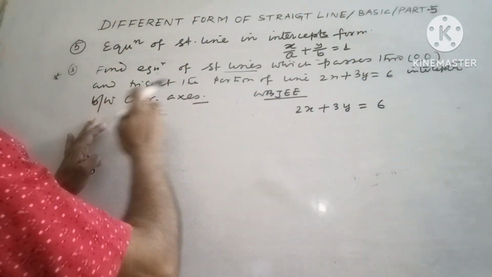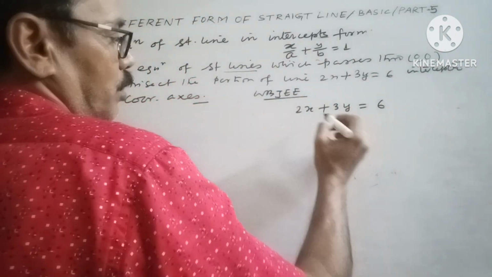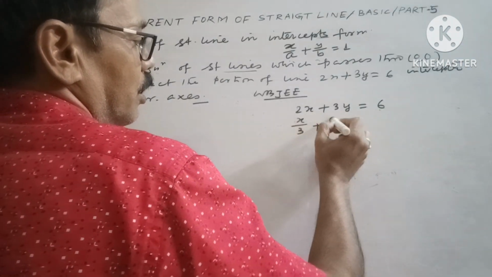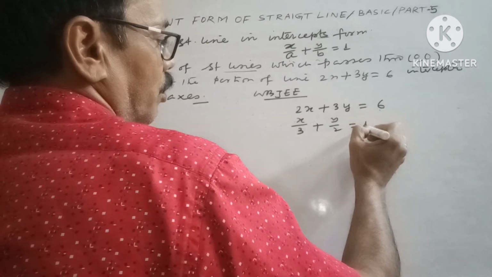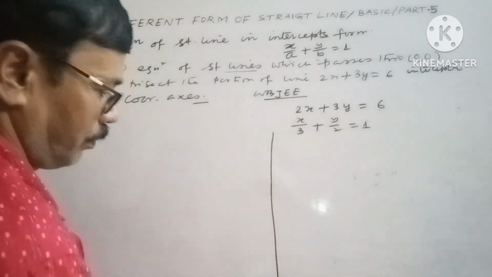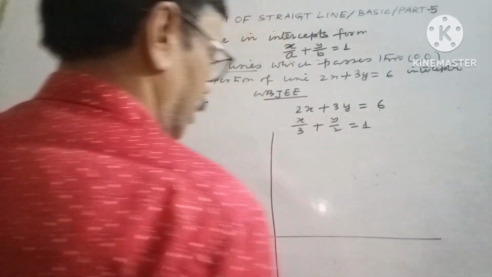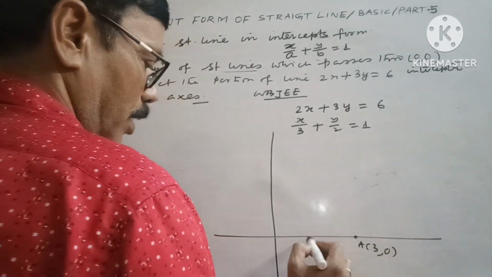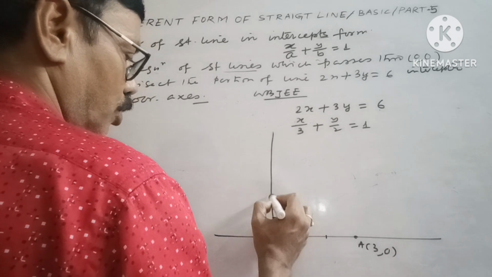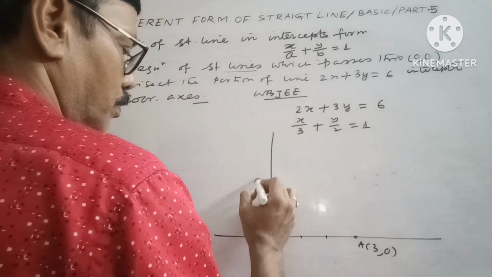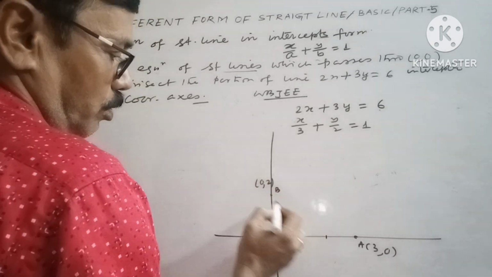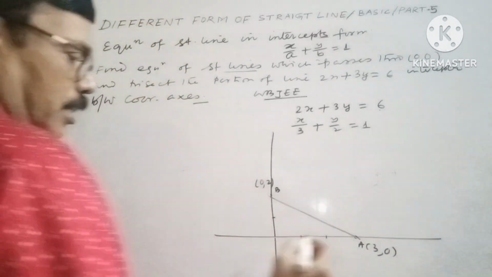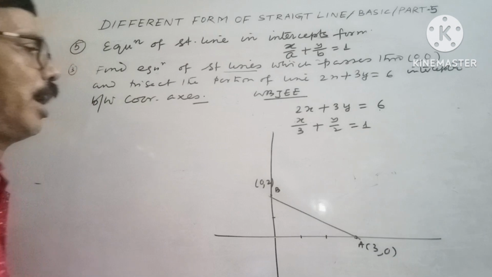So, what is the intercept between the axes? Dividing by 6, x/3 plus y/2 equals 1. So, look at the figure. It cuts the x-axis at (3, 0) and the y-axis at (0, 2). Between the coordinate axes, it cuts (3, 0) and (0, 2).